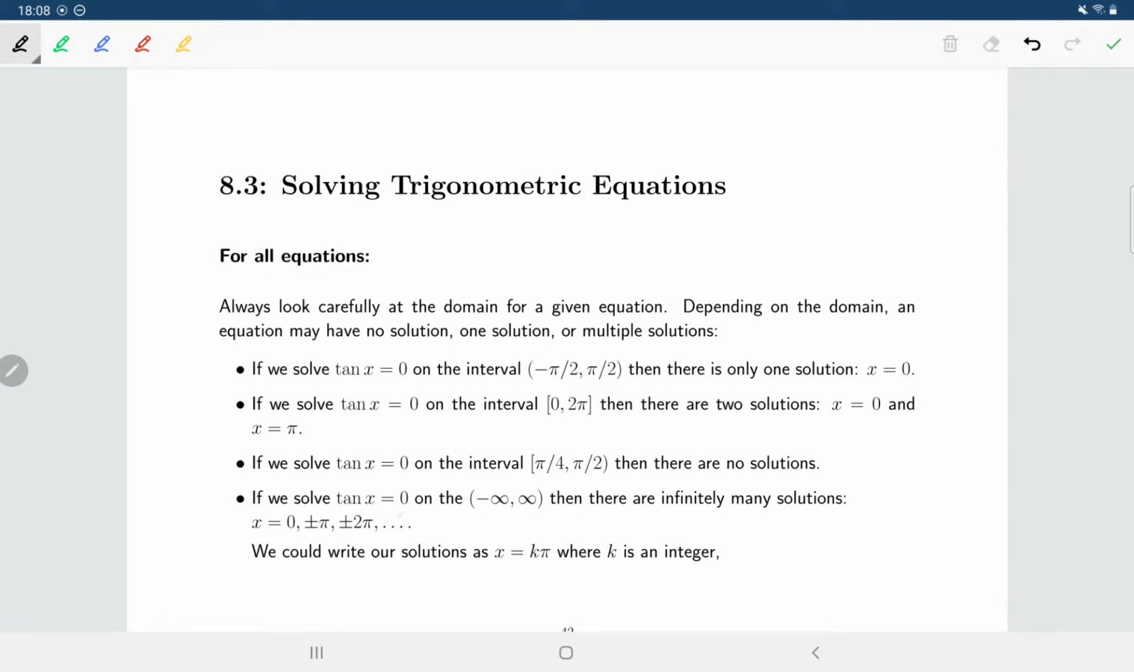And if you were looking to solve it just on the set of all real numbers, there would actually be infinitely many solutions. You would have them when x is 0, pi, 2 pi, 3 pi, and also all the negative pi's. So if we're looking to solve a trig equation, the domain is going to be very important.